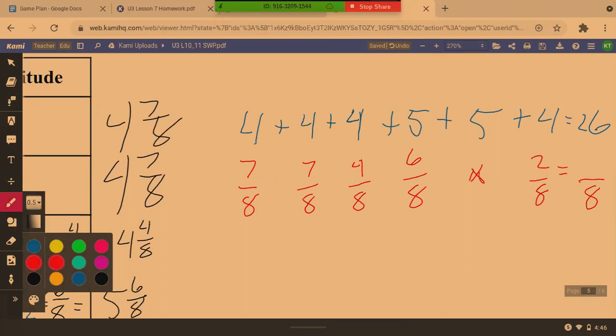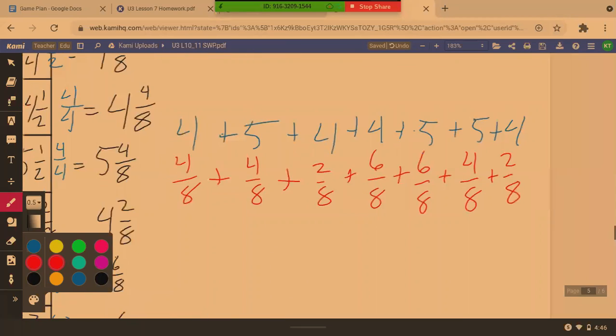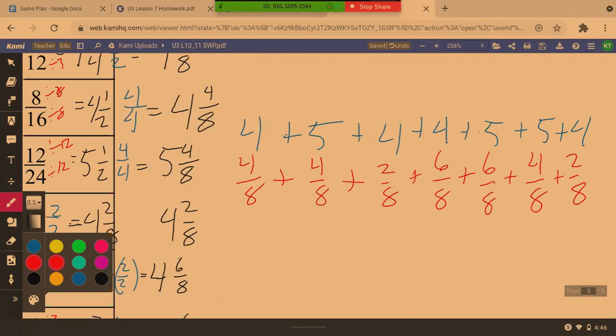Okay, now let's add up the numerators, because I know since it's a common denominator, they're not going to change. 7, 7, 4, 6, 2. 26. Okay, so now let's go down here and do the same thing. 4 plus 4 plus 2 plus 6 plus 6 plus 4 plus 2 equals 28 over 8.